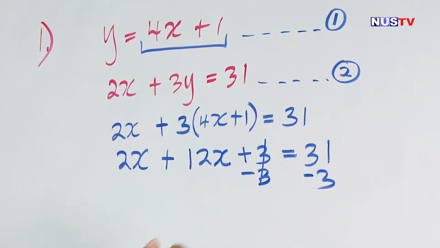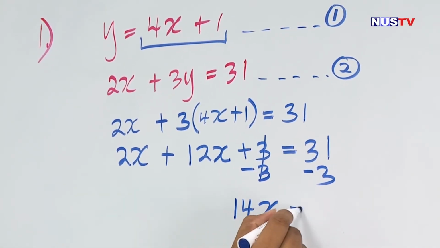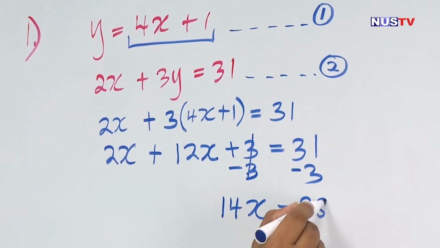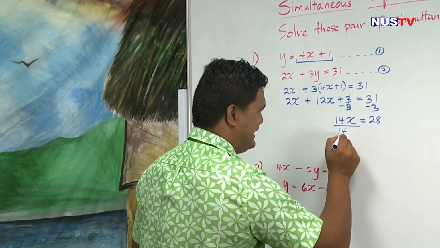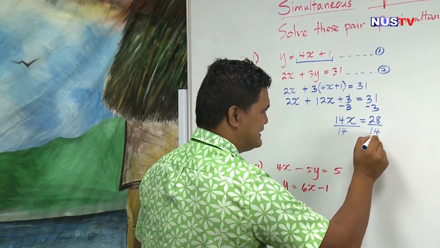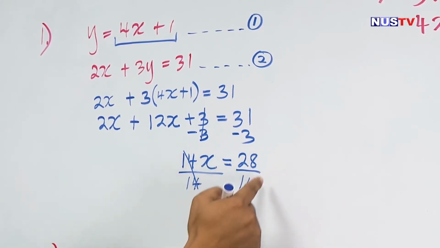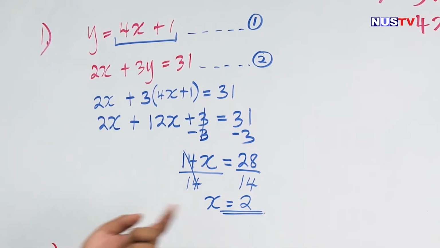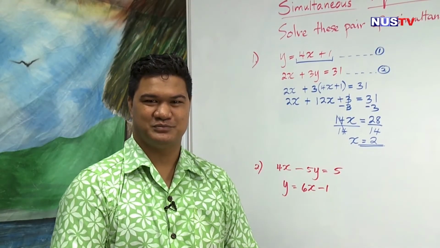2x plus 12x, that will be equal to 14x. And that is equal to 31 minus 3. The answer will be 28. So the next one, we are dividing both sides by 14. Then we have x. 28 divided by 14 is equal to 2. So now we got our value of x, which is equal to positive 2.